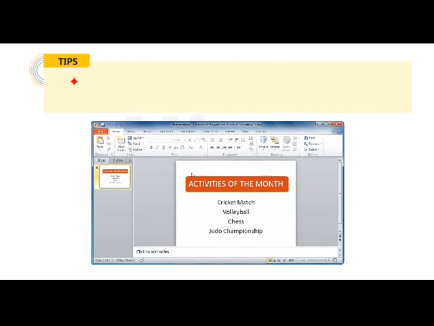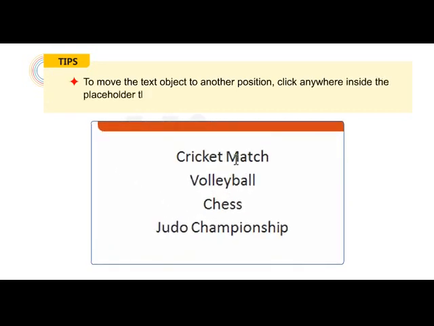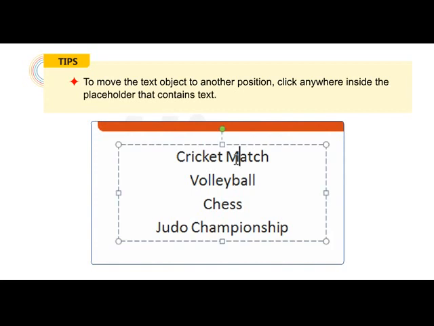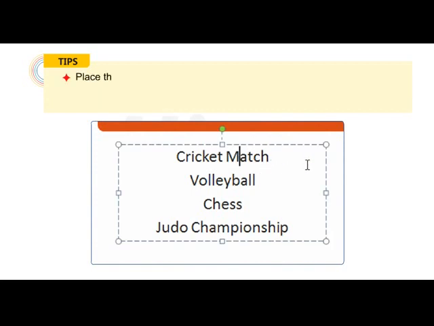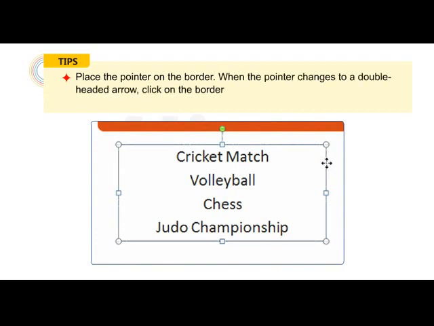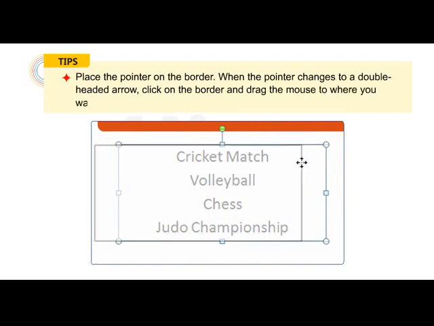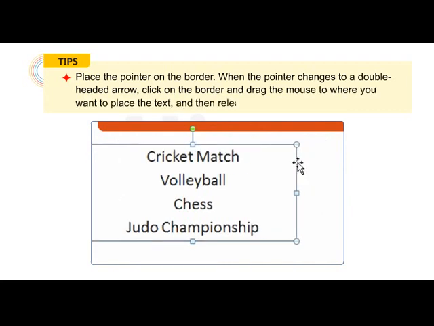Now let me share some tips with you. To move the text object to another position, click anywhere inside the placeholder that contains text. Place the pointer on the border. When the pointer changes to a double-headed arrow, click on the border and drag the mouse to where you want to place the text and then release the mouse button.